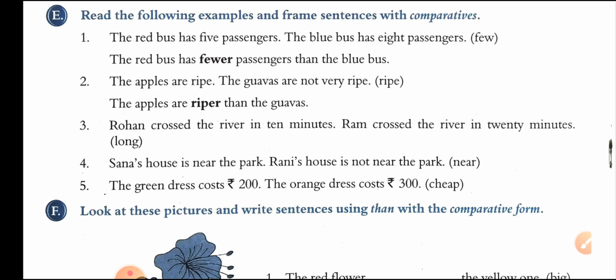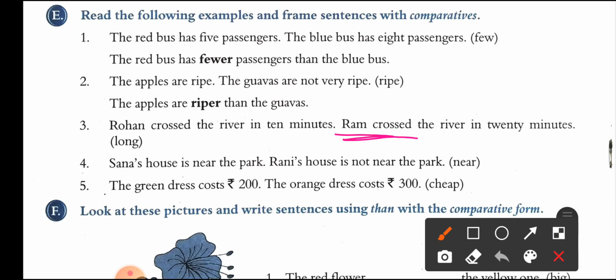Rohan crossed the river in 10 minutes, Ram crossed the river in 20 minutes. So who crossed the river in longer time? Who took longer time? Because they have given long here. Okay, so long you have to use as degree. So what you will do here, who took longer time? Ram, because Ram crossed the river in 20 minutes and Rohan crossed the river in 10 minutes. So what you will do, Ram took longer than Rohan to cross the river.